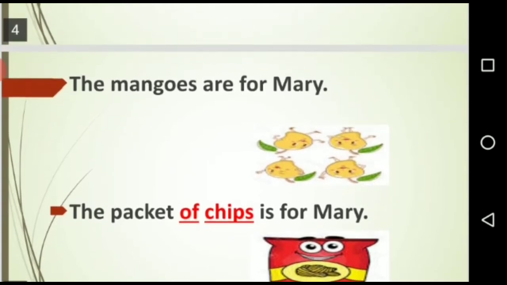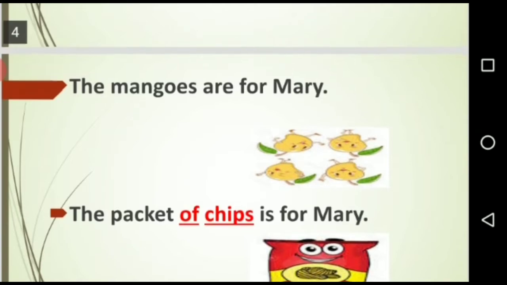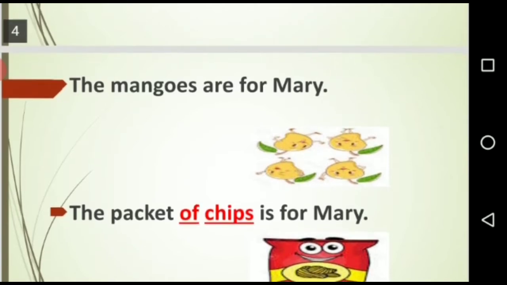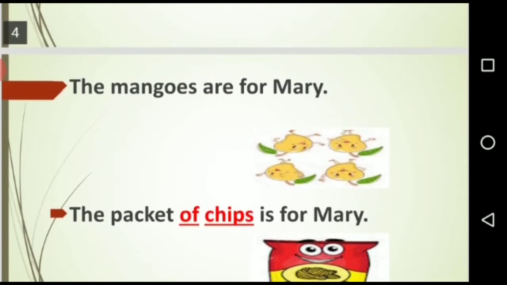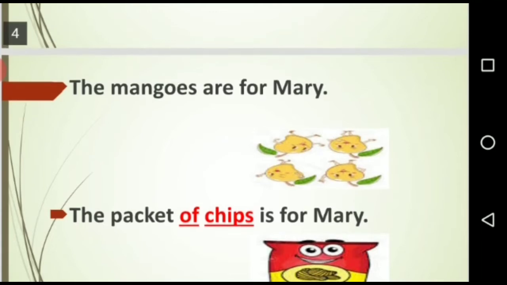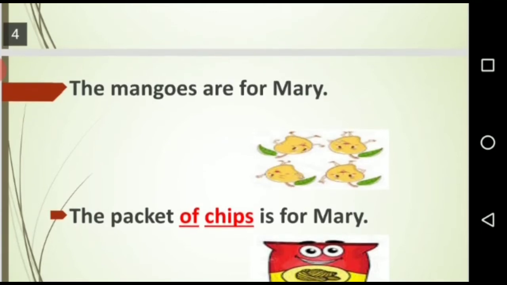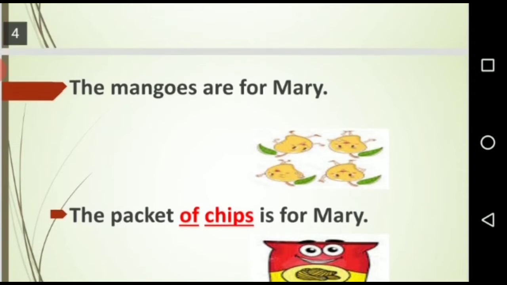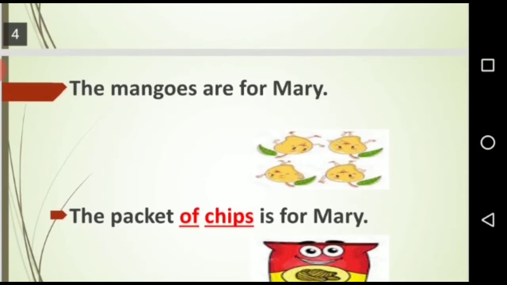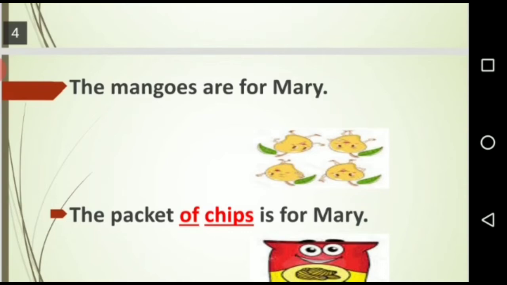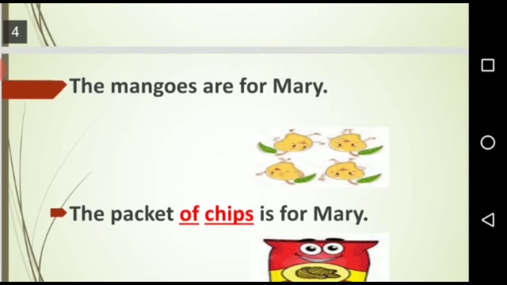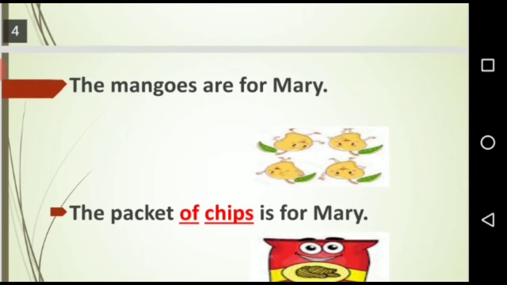Here we see the preposition of and it has an object, chips. So, of chips is a prepositional phrase. This phrase gives information about the packet. It tells us what type of packet it is. It is a packet which has chips inside. So, the real subject of this sentence is the packet. This is a singular noun, that is why we have is. The prepositional phrase is just extra information, so you can mentally block it out.